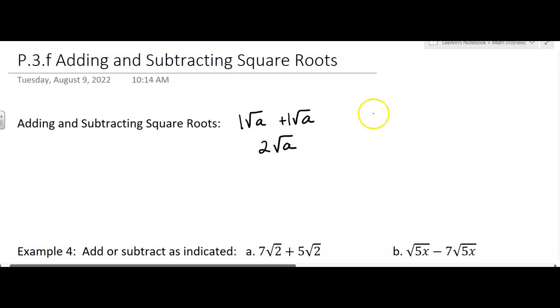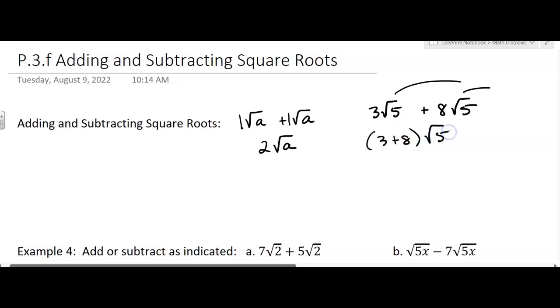Okay, so let's say you have some numbers in there. Let's say you have 3 square root 5 plus 8 square root 5. So how many square root 5s do you have? You have 11 of them. Now if you want to see this, you could think about, if I were to factor out the common square root part, I'd have 3 plus 8 times the square root of 5, like the opposite of distributing. And that's going to give you 11 square root 5.